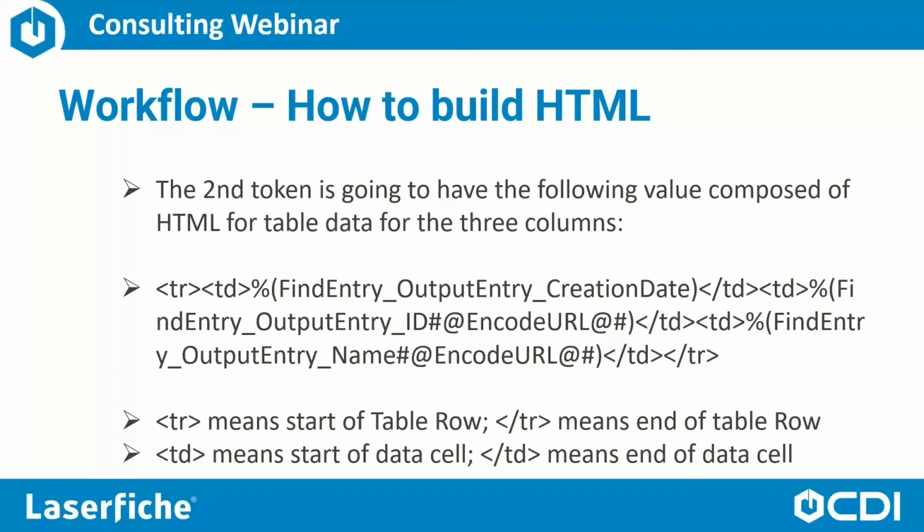Now, you might see here, we've got this pound at encode URL at pound, which actually makes these items hyperlink clickable. For the entry ID, we probably really don't need that as a hyperlink, so we might want to take that out. Maybe we do want to create a link to the entry name or the document name and make it clickable as a web link URL. So this report could be static and just have no links, or like I'm suggesting here, we could make that list show us a list of documents and make those documents selectable.